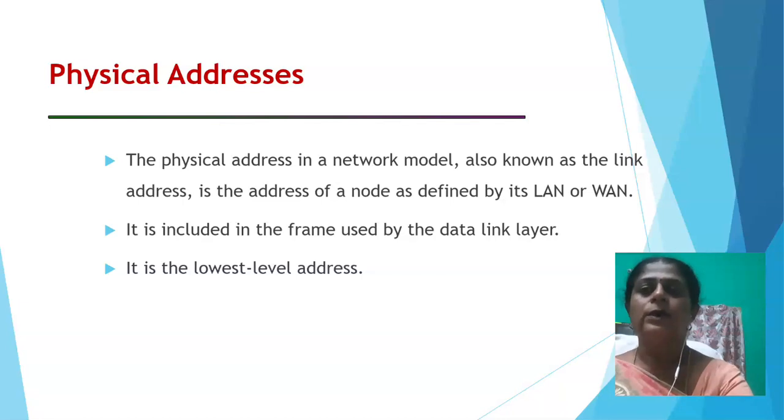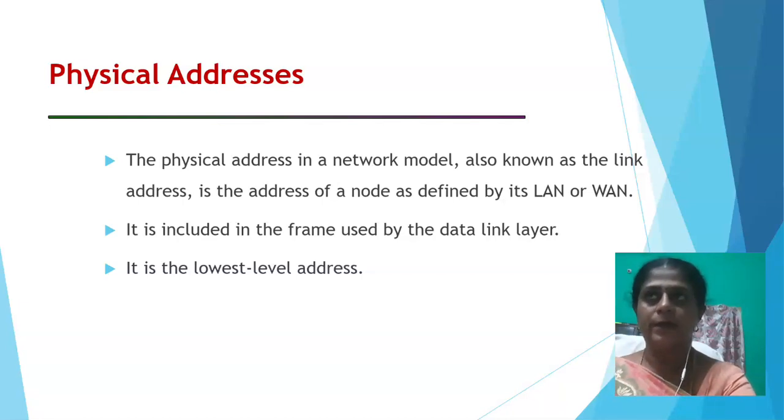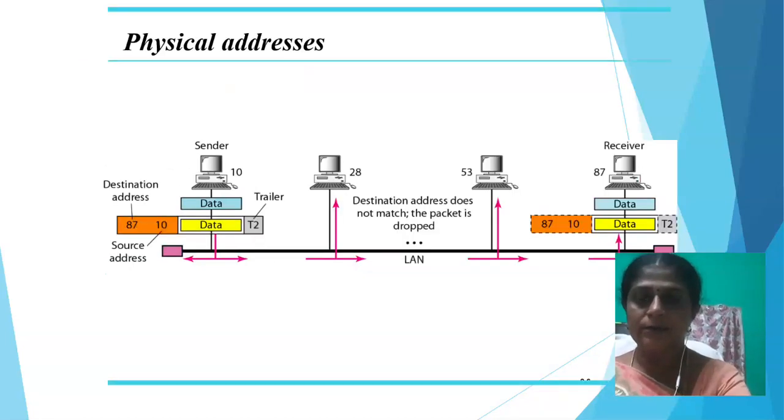Please underline this: within a network, every node will have a particular address, and this address is included in the frames which are transmitted from one node to another node within a network. And this framing is done in the data link layer. So this is the lowest level of address. Let us see how this happens.